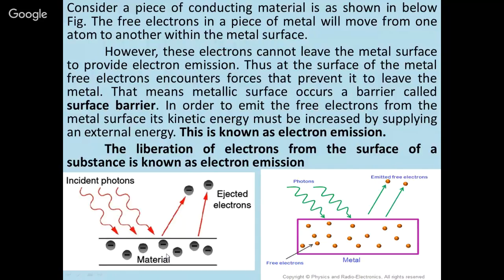In a similar way here, in order to emit the free electrons from the metal surface, their kinetic energy must be increased by supplying an external energy. Any type of energy you can apply, and this is known as electron emission. So electron emission is nothing but the liberation of electrons from the surface of a substance. Here, photons are the energy being directed on the metal surface. The photon energy is absorbed by these electrons and then they are liberated outside. Similarly here also the photon is being absorbed by the free electrons, and then they are emitted and free.